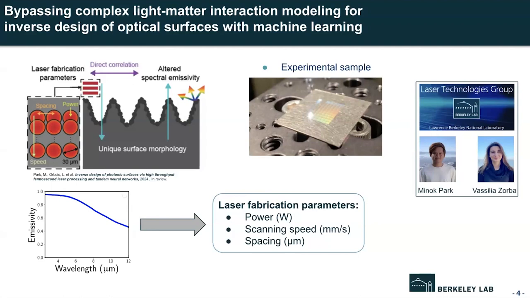As I said, spectral emissivity is the property we're looking for, and it's just a curve that's a function of the wavelength, and it tells us how well the surfaces emit infrared radiation. To achieve all this, we're working with machine learning. We need a data set that was generated by our collaborators at the Laser Technologies Group of LBL. As I said, we're skipping all the physics. We're focusing on mapping these spectral emissivities to laser parameters.